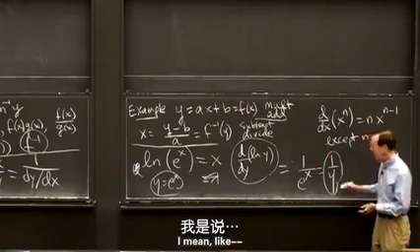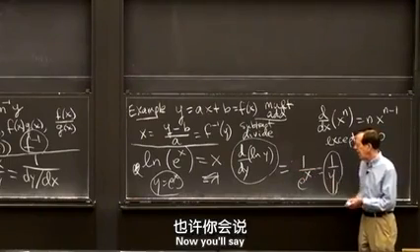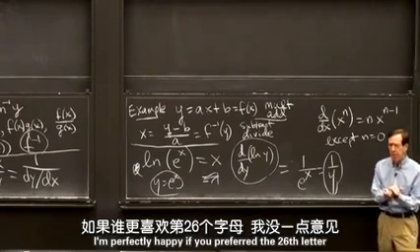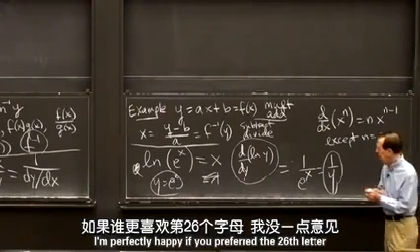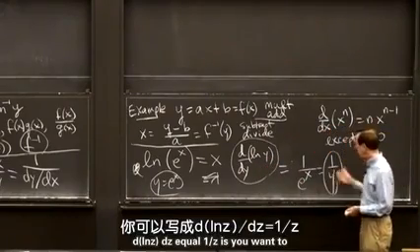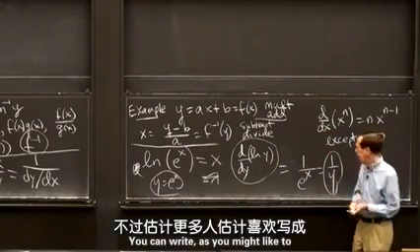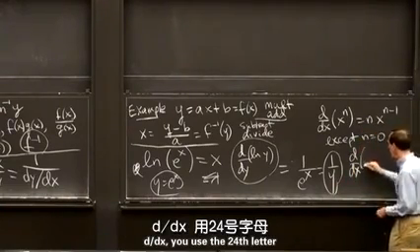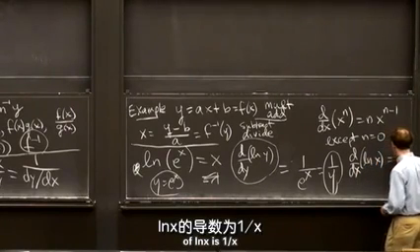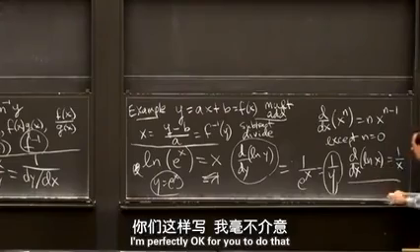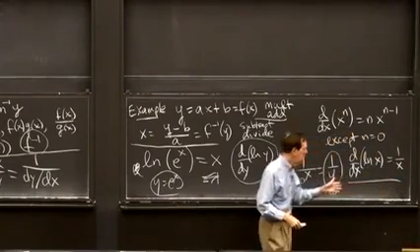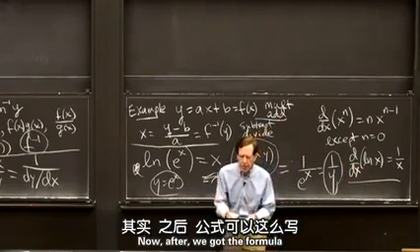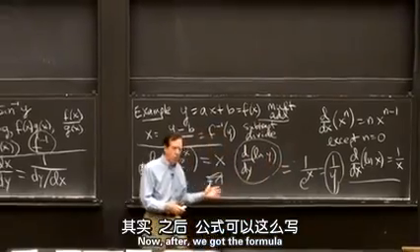I mean, like, now you'll say the letter y is there. Okay, that's the 25th letter of the alphabet. I'm perfectly happy if you prefer the 26th letter. You can write d log z dz equal 1 over z if you want to. You can write, as you might like to, d by dx, use the 24th letter, of log x is 1 over x. I'm perfectly okay for you to do that, to write the x there now after we got the formula.